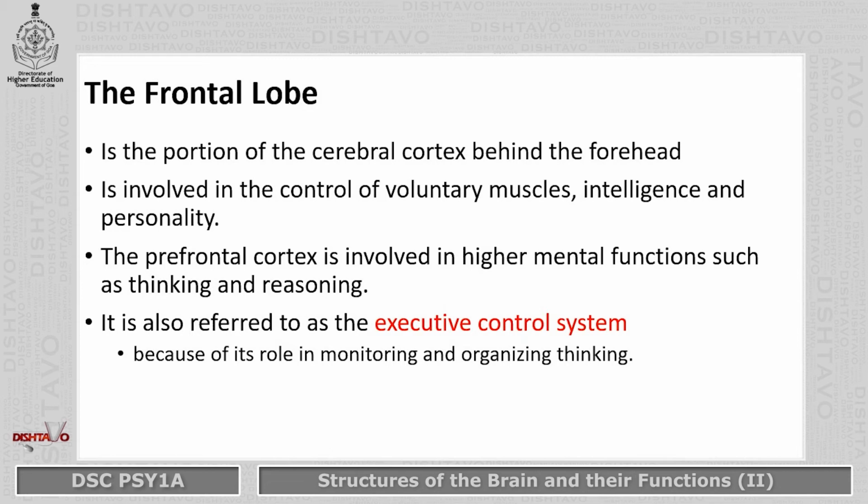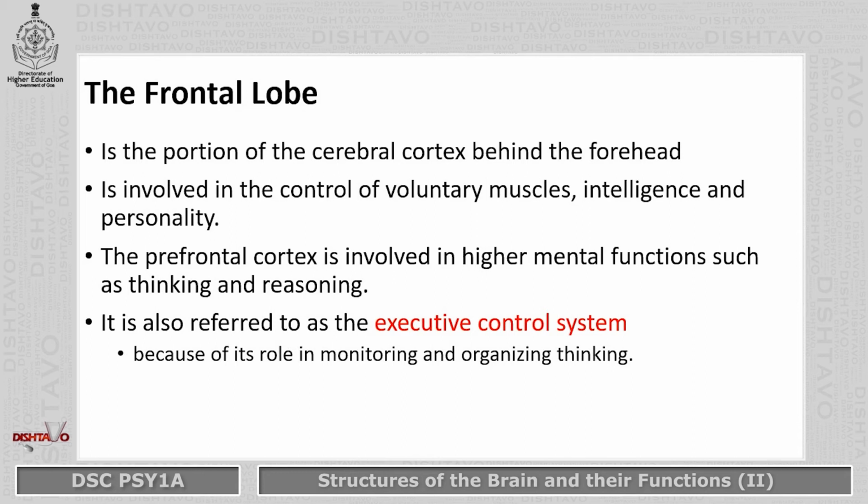The frontal lobe. Now, this is the portion of the cerebral cortex behind the forehead. It is involved in control of voluntary muscles, intelligence, and personality. So, people with damage to the frontal lobe are likely to have dramatically altered personality. People with faulty frontal lobe tend to be listless, insensitive to social context. They tend to have a problem with their thinking processes.